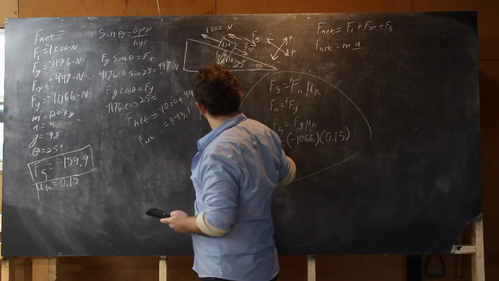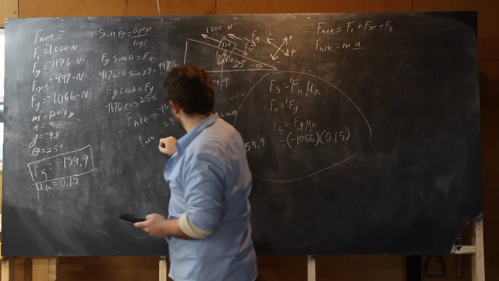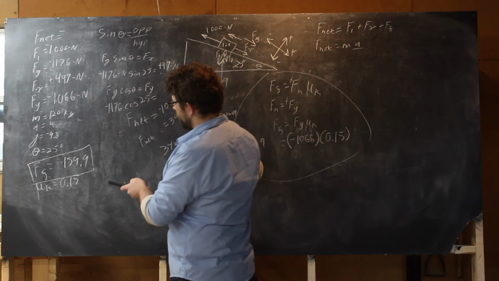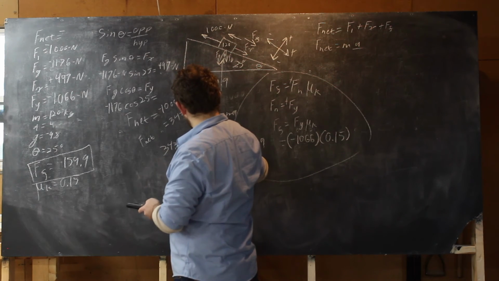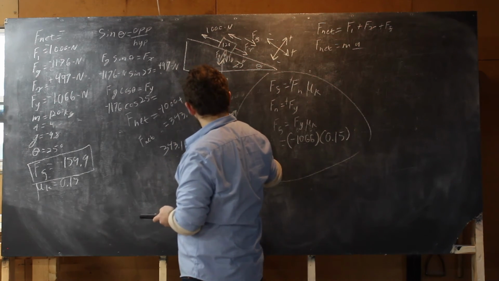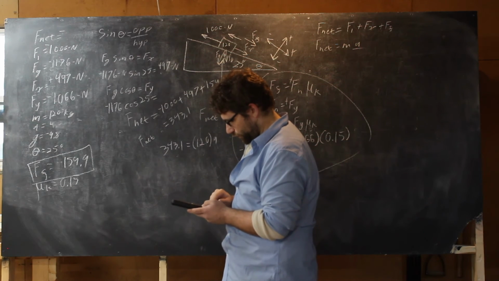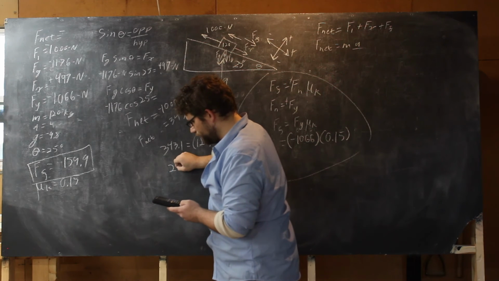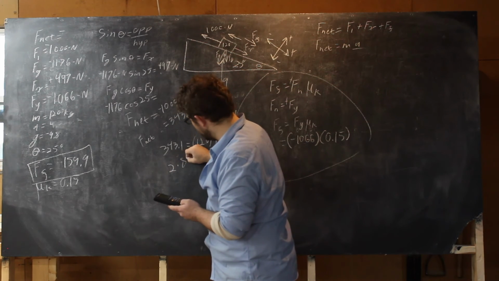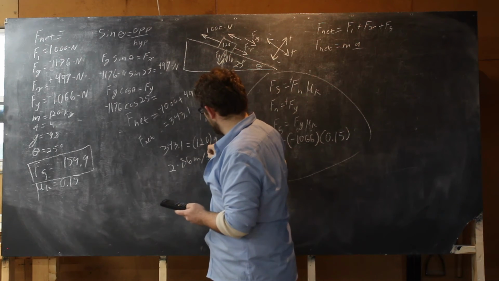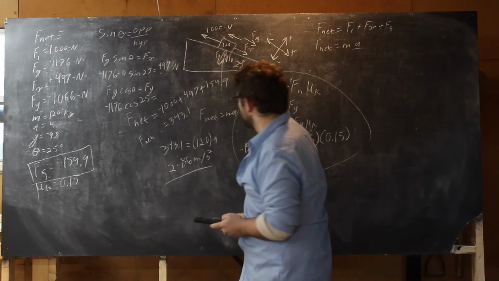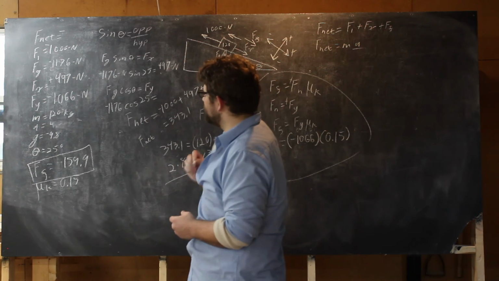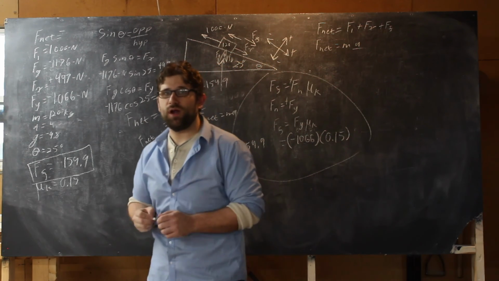An F net equal to MA. So my 343.1 is equal to my mass of 120 times A. 343.1 divided by 120. That gets me a new resulting acceleration of 2.86 meters per second squared. So it really doesn't add that much work into finding our F net, into finding our acceleration. It just adds that extra confusion up front.